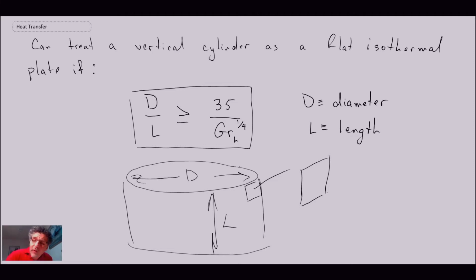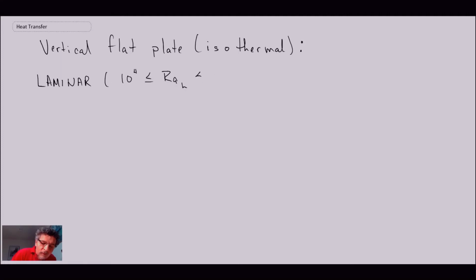So what we're going to do now, let's take a look at some of the correlations. So we'll begin by looking at the values of C and M for the isothermal vertical flat plate. So we'll begin by looking at the case of a laminar boundary layer. And remember what we're looking at here is Nusselt number, which is Grashof. Oops, I forgot the C. It would be C Grashof Prandtl to the power M.